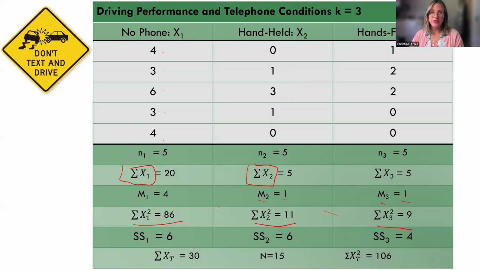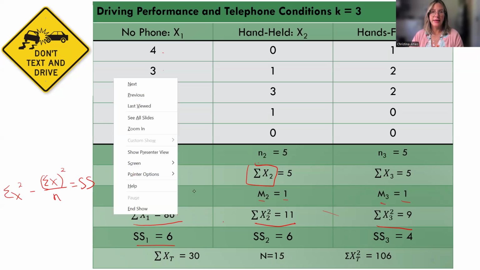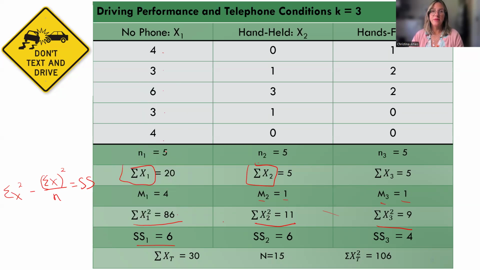And then you will need your sums of squares for each group. And by now you should know how to calculate sums of squares. So the sum of X squared minus the sum of X total squared over the sample size equals the sums of squares. So in this case, for group 1, it'd be 86 minus 20 squared divided by 5. And that would give us a sums of squares of 6. And so you have to do that for each group.